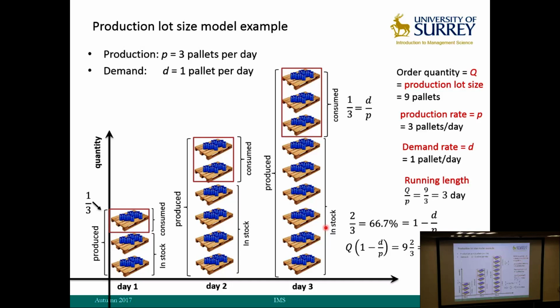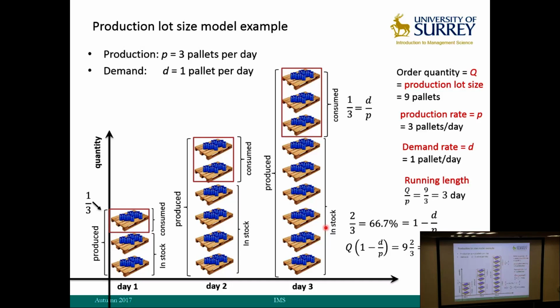So running length is Q divided by P, that's 3 days. Running length means how many days we're going to run our production lines. If we know the production quantity, the order quantity for the whole production process is Q, and if we also know the daily production rate, apparently we can find out how many days we run. Because in total, we produce 9. Every day we produce 3, so apparently we're running this for 3 days. So this is how we find out the running length.